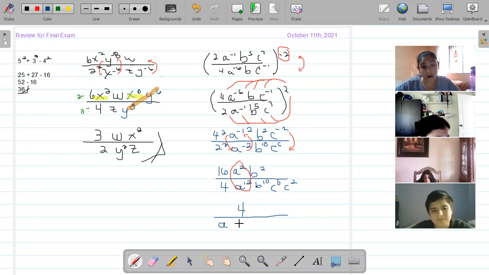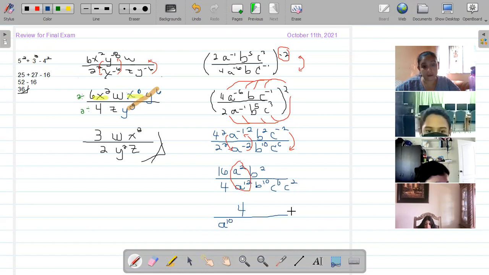So this is going to be 8 to the 12 minus 2. So it is power 10. Now I got the b's. The b's are also in different sides of the fractions. So I'm also going to subtract wherever the exponent is greater. So is it numerator or denominator? Denominator. And that will give me b to what power? 8. Very good.